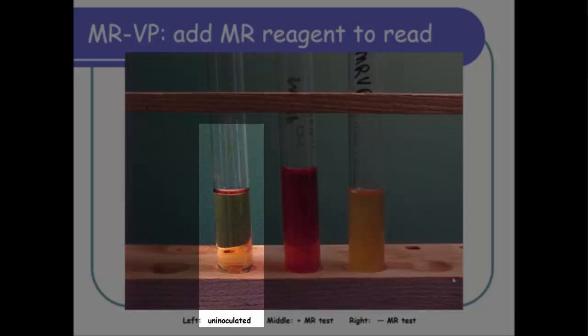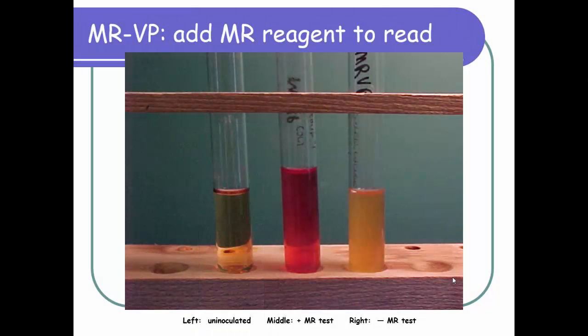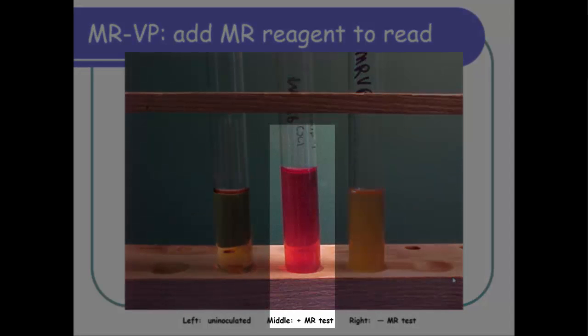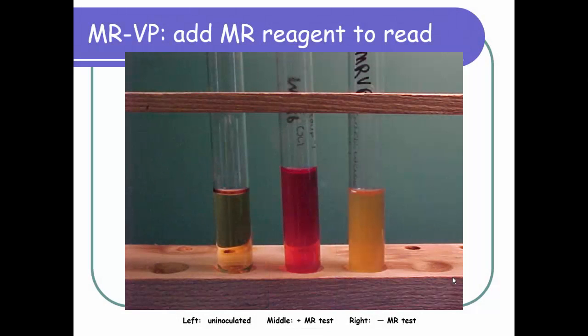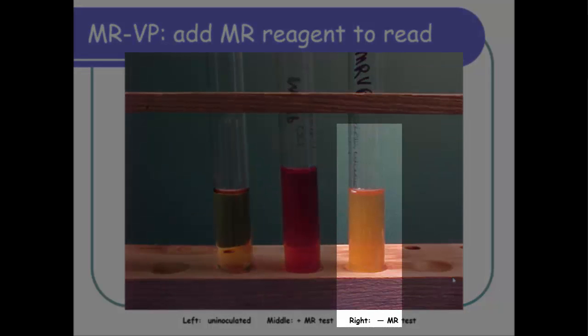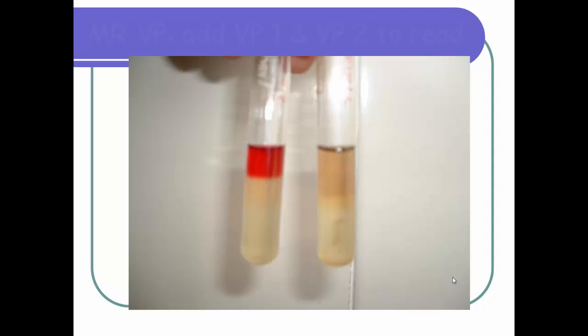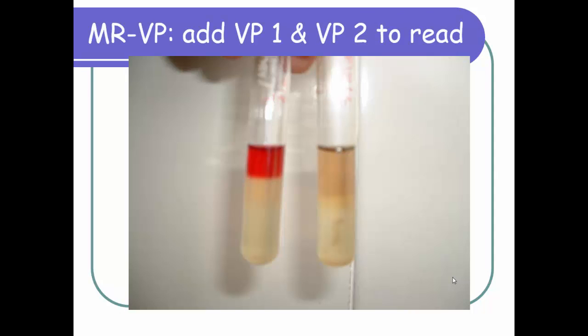If after adding the MR reagent and mixing, the reagent turns red, bright red, it's a positive MR test, as this middle tube shows. However, after adding the MR reagent, if it remains yellow or turns slightly orange, it is a negative MR test. The VP test starts again with the same media, but you will add VP1 reagent and VP2 reagent after incubation in order to read.